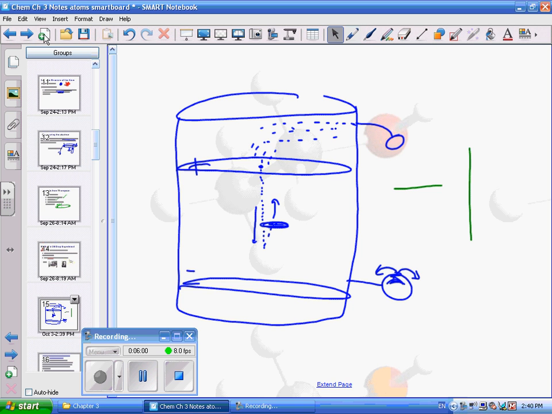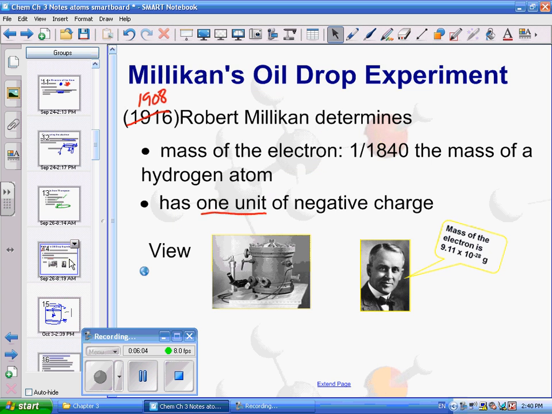All right, now that's important. So now we know, back on this slide, that the mass of the electron is 1/2000th the mass of the hydrogen atom, which is very, very small. You can see it right here. And the charge of the electron is -1. Okay, next.